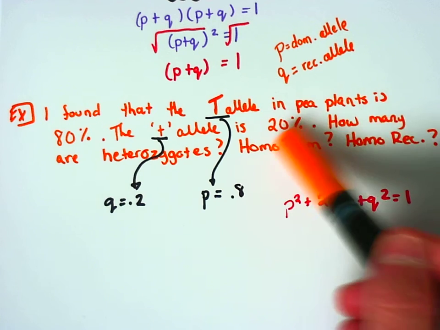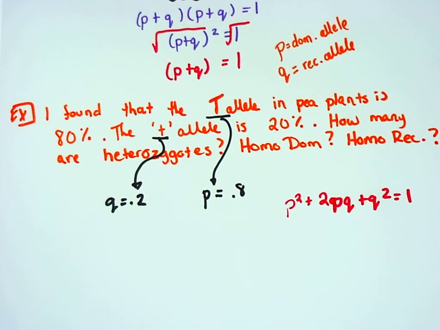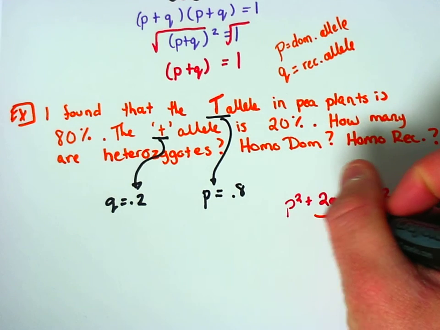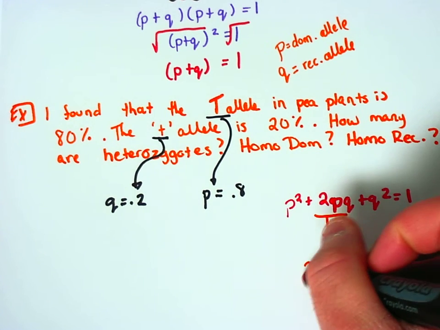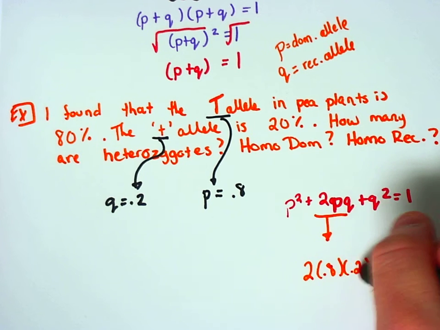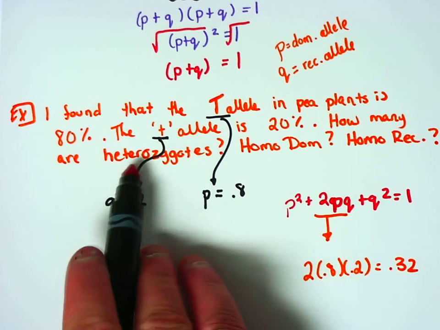The heterozygous, homozygous dominant, or homozygous recessive? You tell me. Which one do you want? 1, 2, or 3 first? 1. Okay, fine. You want heterozygous. So I need to solve for this part. 2 times p, which is 0.8, times q, which is 0.2. 16 times 2 is 32. 0.32, which means 32% of the population is going to be heterozygote.